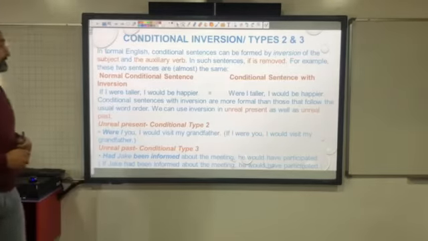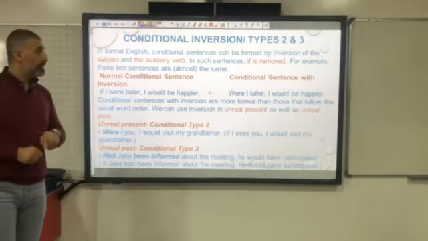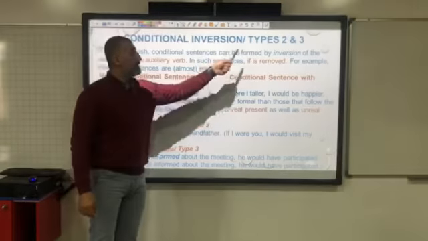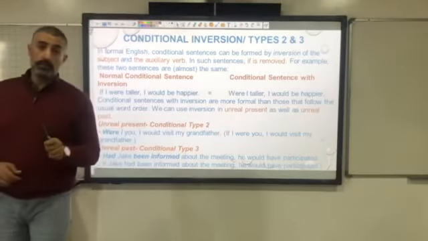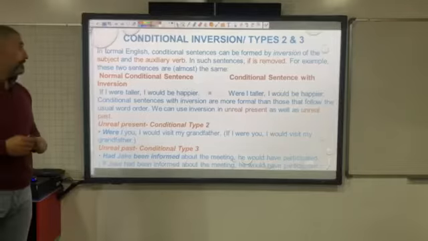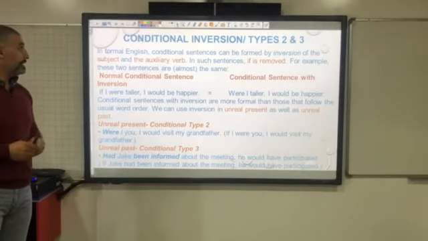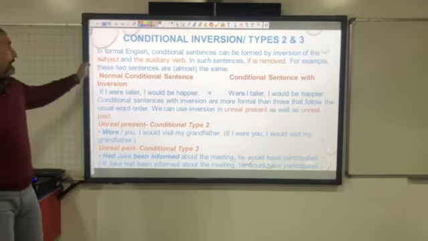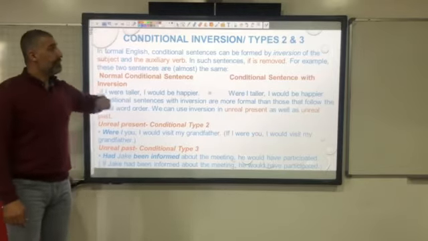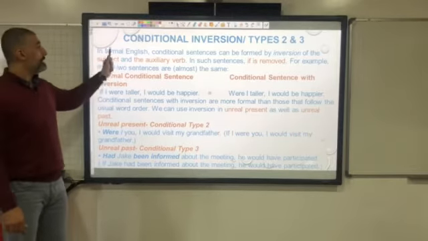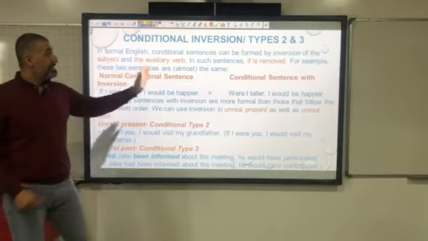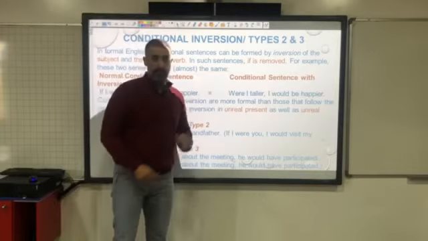Now, this leads us to something called conditional inversion that happens with types 2 and 3. You already know about inversion before, and we've had some work on different forms of inversion. In formal English, conditional sentences can be formed by inversion of subject and auxiliary verb. In such sentences, if is removed.